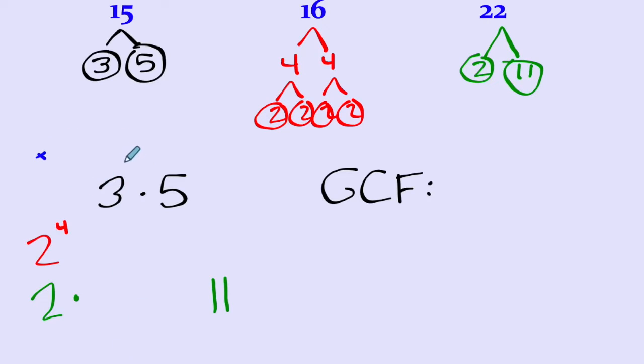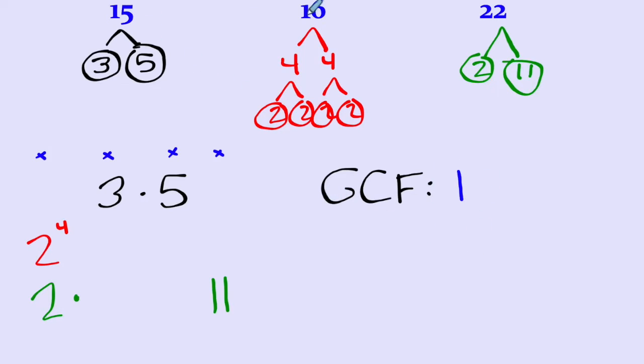Do all 3 of these numbers have 3s? No. Do all 3 of these numbers have 5s? No. Do all 3 of these numbers have 11s? No. In this particular problem, they do not share any of these prime numbers. And this actually happens relatively frequently. In this instance, the greatest common factor is 1.